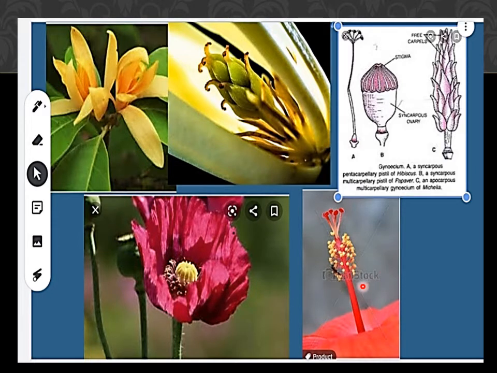Similarly, you can see in hibiscus, the style area has got fusion. So in hibiscus also, the pistil is considered syncarpous, though the stigma is free. This is a textbook picture. Hibiscus, second one, syncarpous pistil of papaver, third one, apocarpous multicarpellary pistil of Michelia.